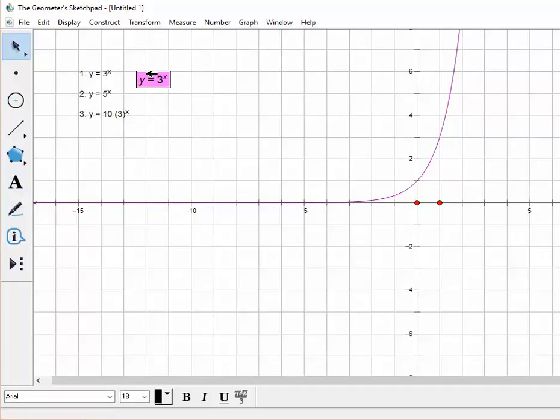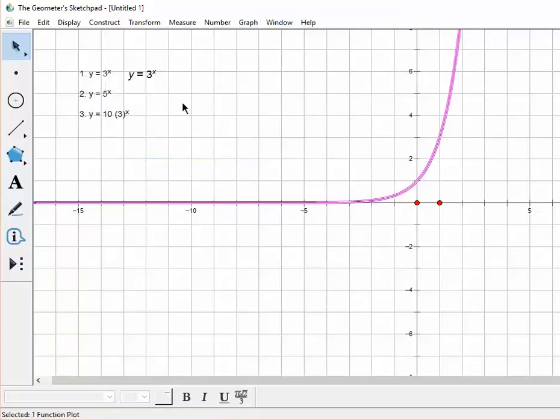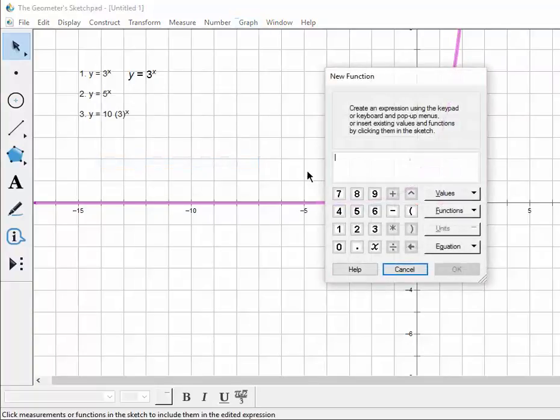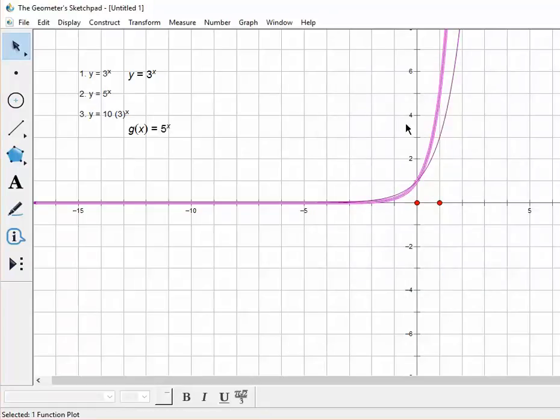Let's look at the second one. This one is 5 to the x. What do you think it's going to look like? Similar, but a little different, right? Do you think it'll increase more rapidly or more slowly? Let's find out. So I already got y equals. I need 5 to the x. And I check, yep, 5 to the x power. Okay, yep, it increased more rapidly.